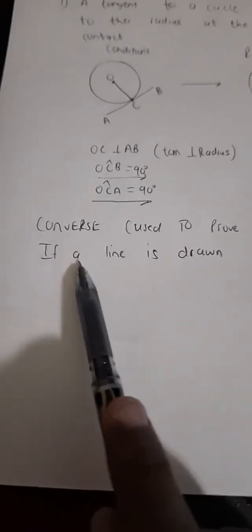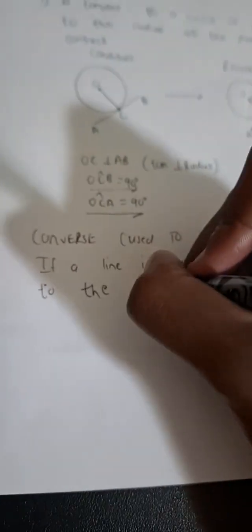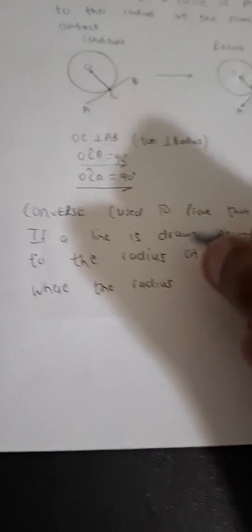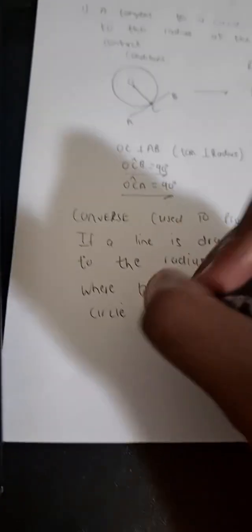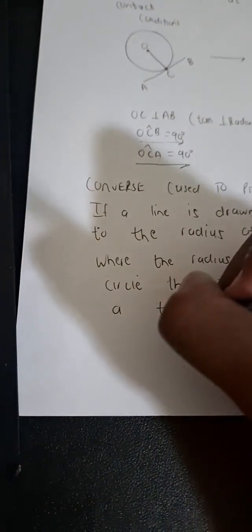So the converse of this theorem, which says a tangent to a circle is perpendicular to the radius at the point of contact, says: if a line is drawn perpendicular to the radius, which means we are given perpendicularity, at the point where the radius meets the circle, then the line is a what? Is a tangent.